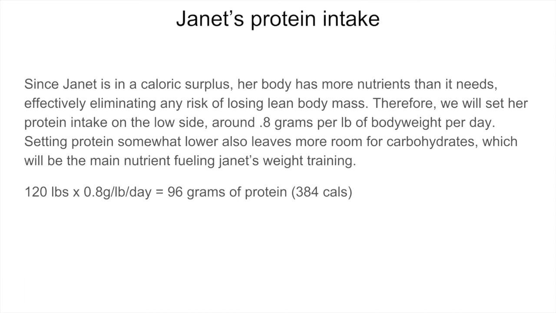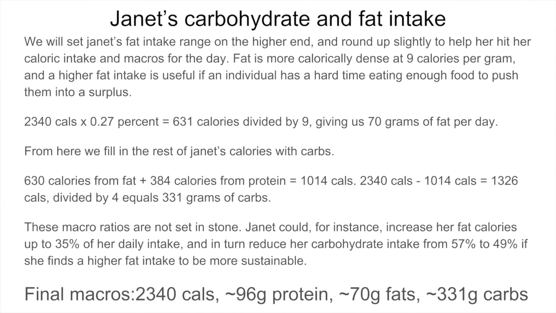Since Janet is in a caloric surplus, her body has more nutrients than it needs, effectively eliminating any risk for losing lean body mass. She's also going to be training pretty hard, which is going to really negate that risk. Therefore, we're going to set her protein intake on the low side, around 0.8 grams per pound of body weight per day. Setting protein intake somewhat low also leaves more room for carbohydrates, which is going to be the main fuel for Janet's training. So we're going to set her protein intake around 96 grams.